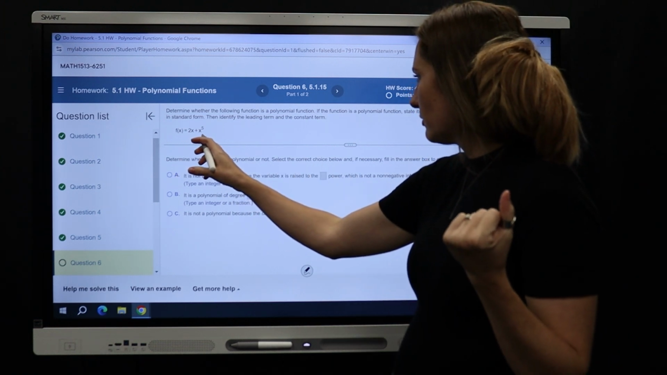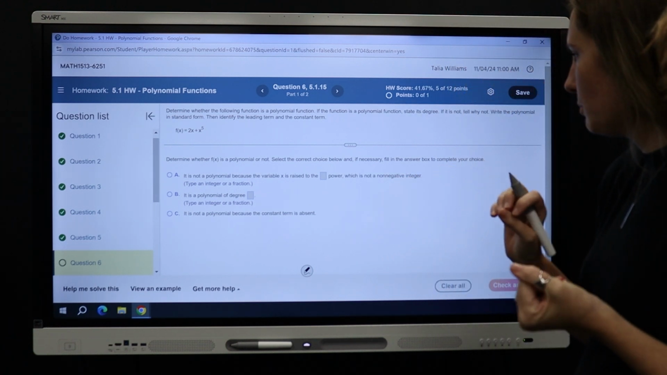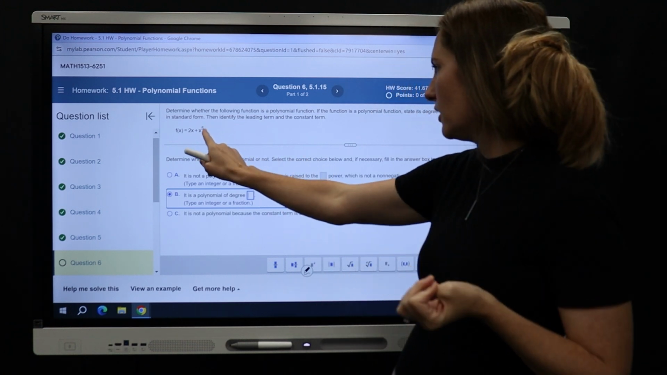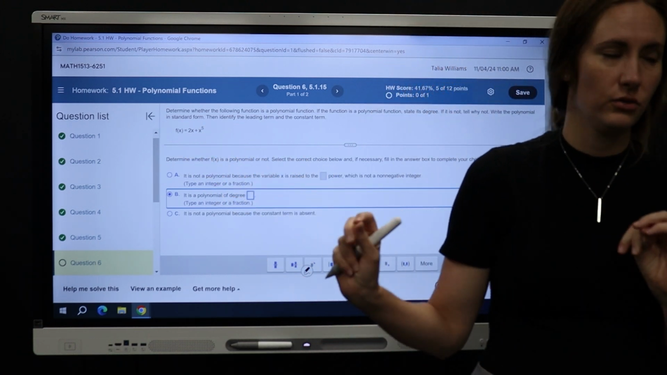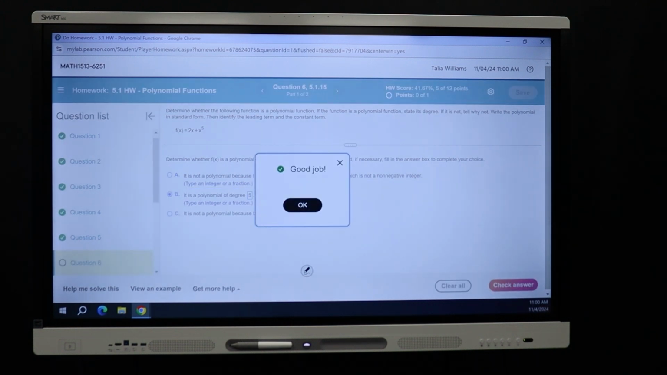F of x equals 2x plus x to the fifth. Yes, it is a polynomial. It is not a polynomial. It is a polynomial of degree 5. Our highest exponent's 5. They didn't write that one in order. But it is a polynomial with degree 5.